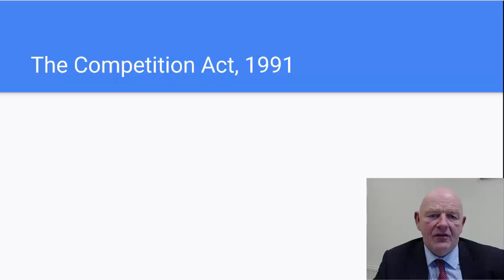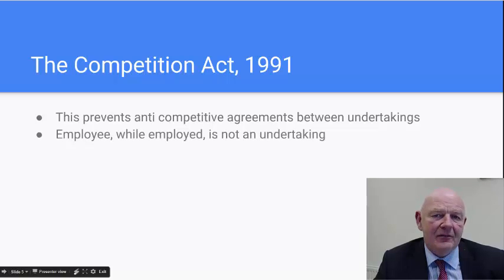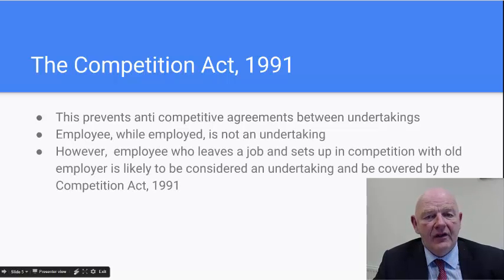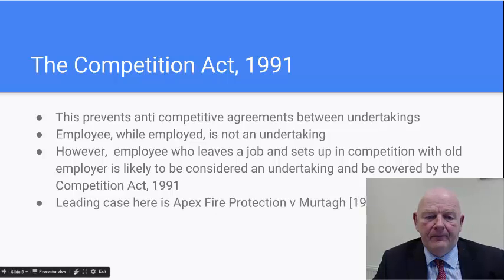A further spanner in the works then comes from the Competition Act of 1991. This Act, Section 4, subsection 1 I think it is, prevents anti-competitive agreements between undertakings. Now, an employee while he's employed is not an undertaking. However, when the employee leaves the job and sets up in competition with the old employer, he's likely to be considered an undertaking and to be covered therefore by the Competition Act of 1991. Therefore, any agreement between the former employer and the former employee not to compete could actually be in breach of the Competition Act. It's anti-competitive. That's what the employee clearly would be arguing if he wants to commence.